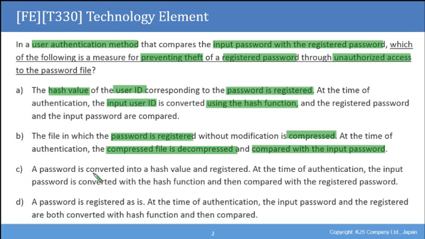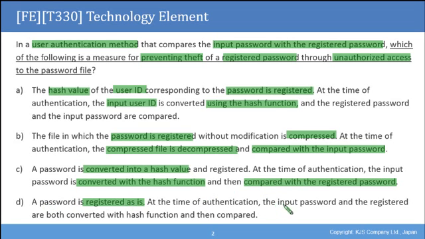C. A password is converted into a hash value and registered. At the time of authentication, the input password is converted with the hash function and then compared with the registered password. D. A password is registered as it is. At the time of authentication, the input password and the registered password are both converted with the hash function and then compared.